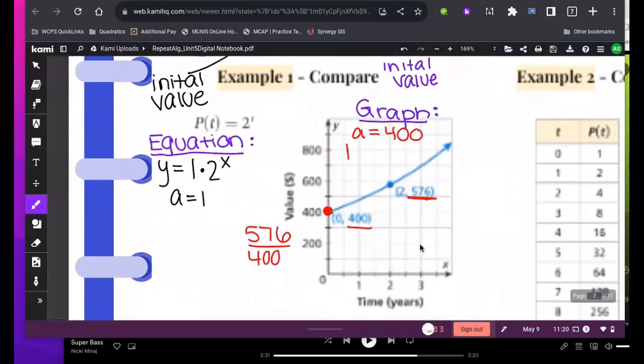So b is equal to 1.44. That's what we get when we type this into the calculator: 576 divided by 400. So my equation is y equals 400 times 1.44 to the x power.